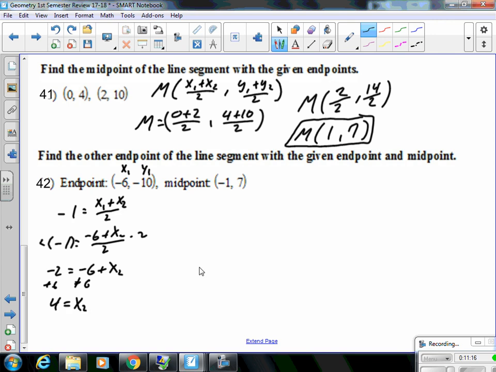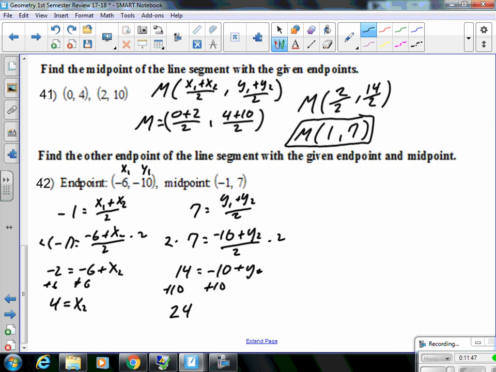Now we do the same thing for the y. The y value of the midpoint is 7, which is going to be equal to y1 plus y2 over 2. So 7 is equal to y1, which is -10, plus y2 over 2. Multiply by the 2 on both sides. So 14 equals -10 plus y sub 2. Add the 10. 24 equals y sub 2. So that endpoint is going to be the point 4, 24.